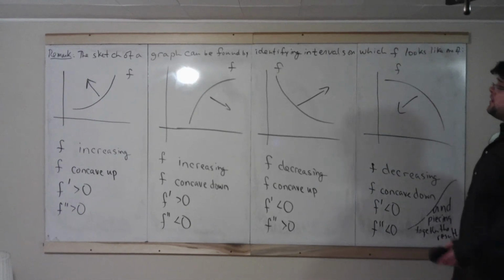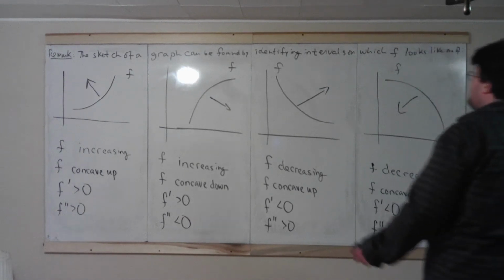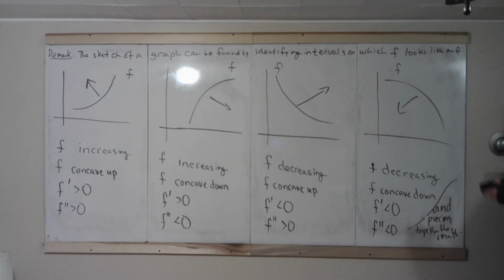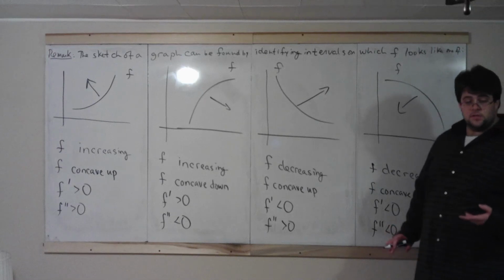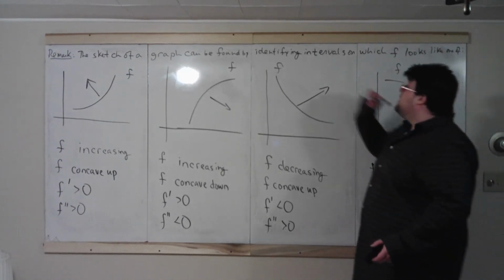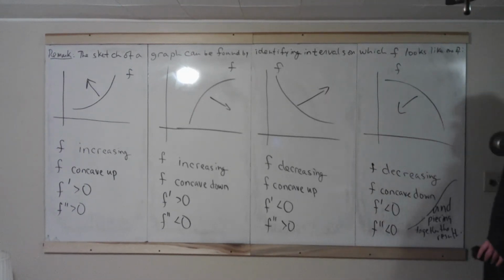So, total remark. The sketch of a graph can be found by identifying intervals on which f looks like one of these four, which we can do using the first and second derivatives, find where they're 0, find where they're positive, find where they're negative, and piecing together the results. Piecing, identifying, okay, tenses work.